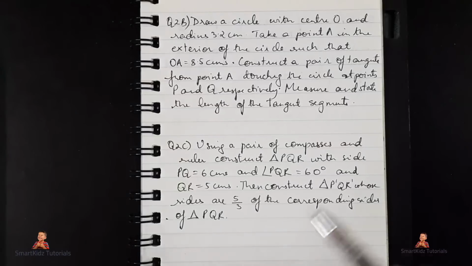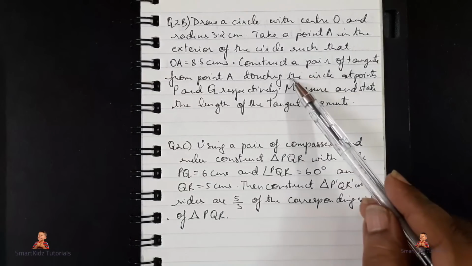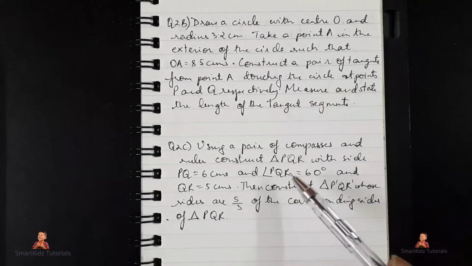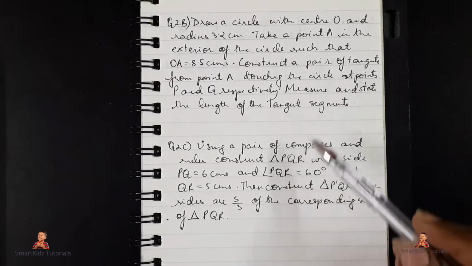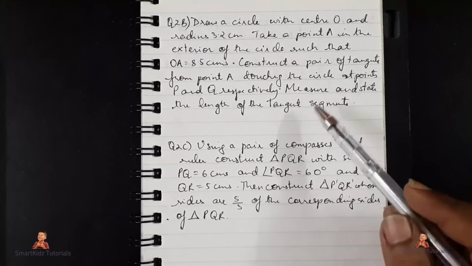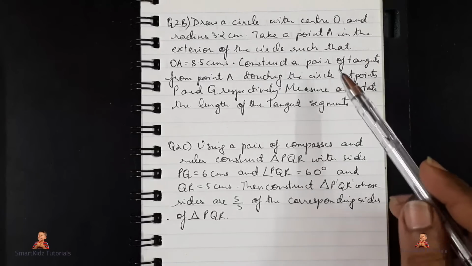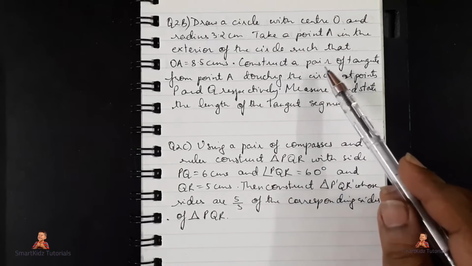In this paper we have two constructions. One is to draw circles where we need to draw tangents and measure their lengths, and the other one where we draw similar triangles, and both are compulsory. That means there's no choice between them, and each one is for 3 marks. So this is 3 marks and this is also 3 marks, and we'll draw each one of them.